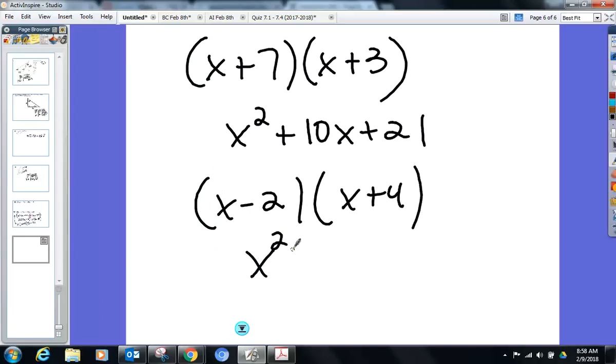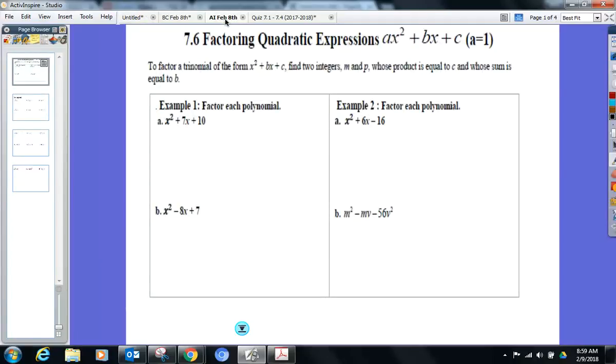What do you think the middle term is going to be? -2 plus 4. What do you think the last term is going to be? Remember those? We're going backwards today. Right? We're going backwards. So to factor, what do I call this, by the way, if it's got 3 terms?